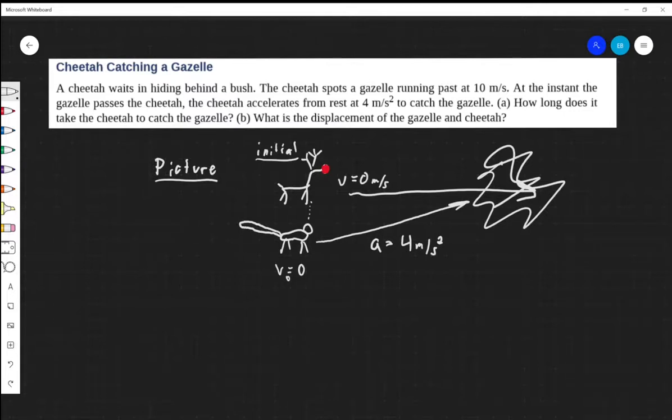Okay, so we're imagining that these are animals from Zootopia. If you've ever seen that movie, highly recommend it. Go watch that on Disney Plus.